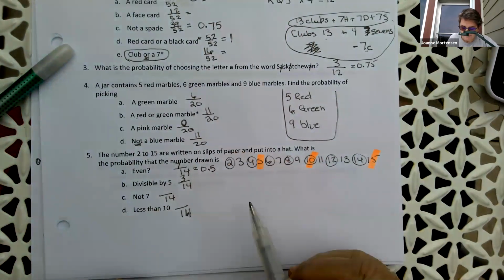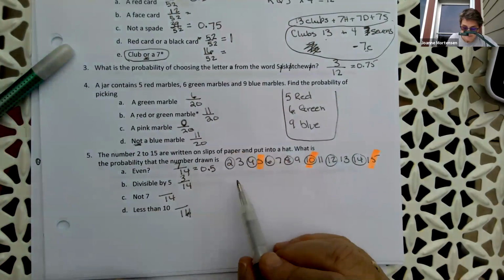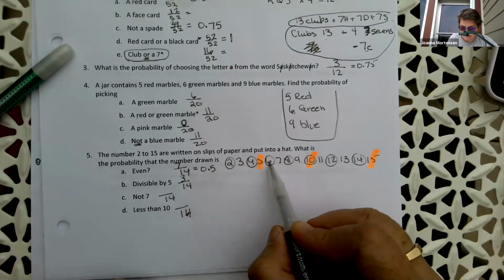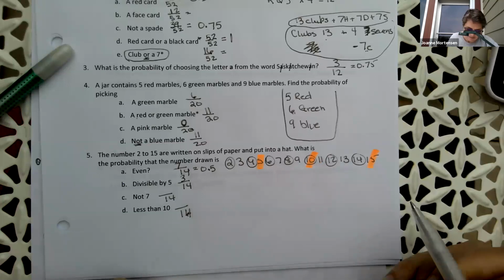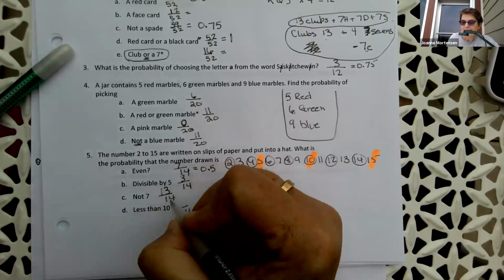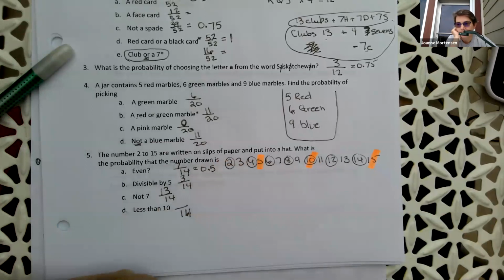Not 7. 1, 2, 3, 4, 5. Don't count the next one. 6, 7, 8, 9, 10, 11, 12, 13. Yeah, I really did need to count those. I could have gone with, gee, there's 14 altogether and I'm not including one of them. That gives me 13. Oh, whatever works.